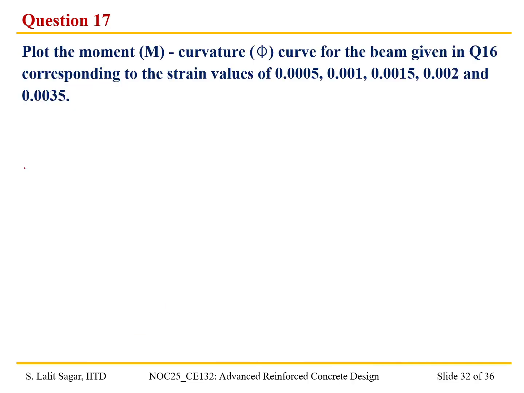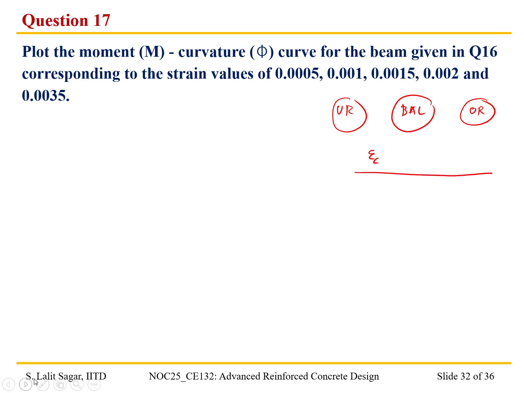So moving on. I'm going to just recap what we are doing in today's class, right? So we considered one under reinforced cross section, then we considered one balanced section, then we took one over reinforced section. Then what we did was we considered certain strain in concrete, right? So I'm going to write it again. I'll take a different ink.